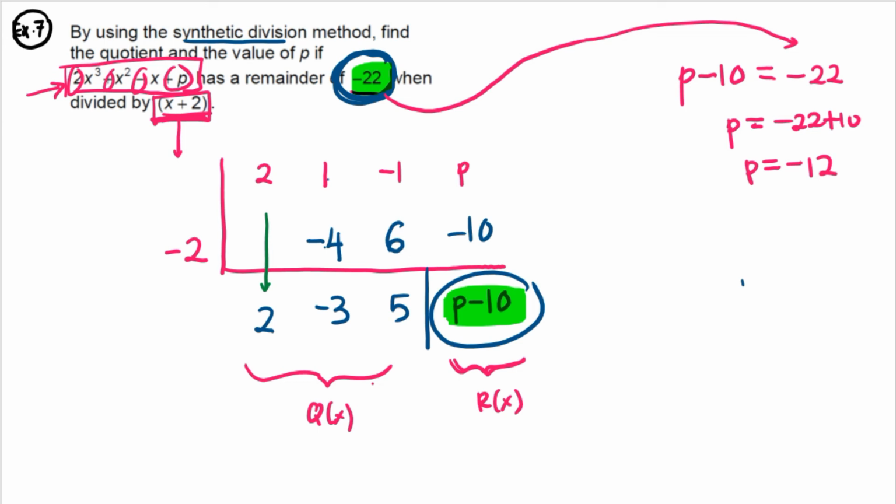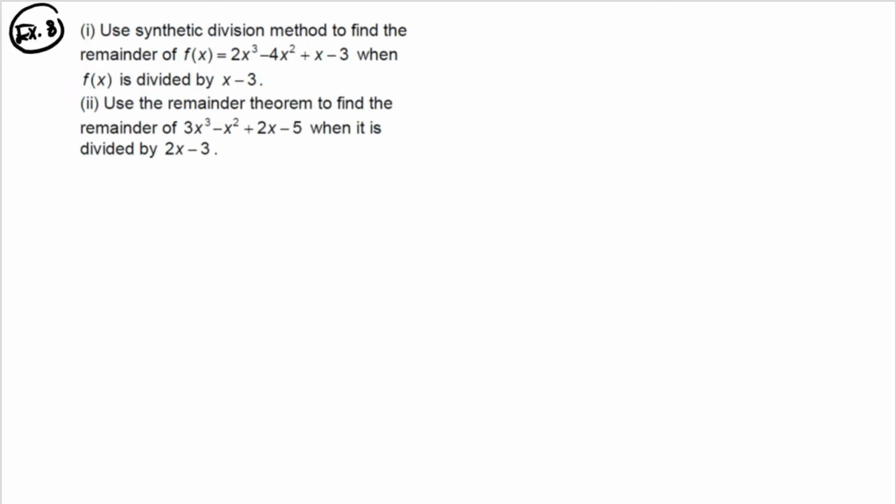So we are done with this question. It is simpler than the long division. But you just need to be careful when doing synthetic division. Now, what if we have this one? We have to use synthetic division to divide this, and you need to find the remainder.